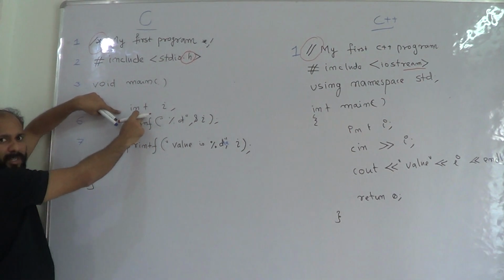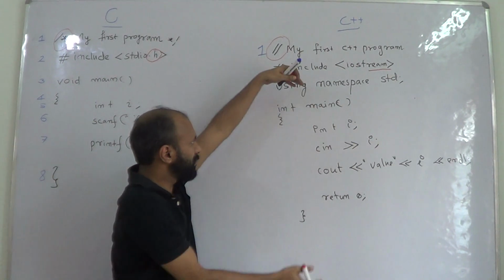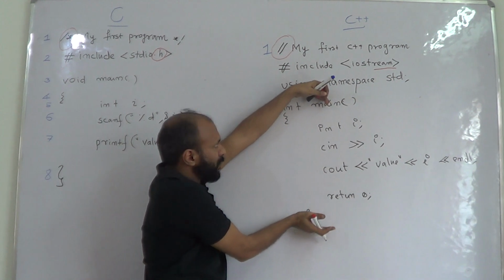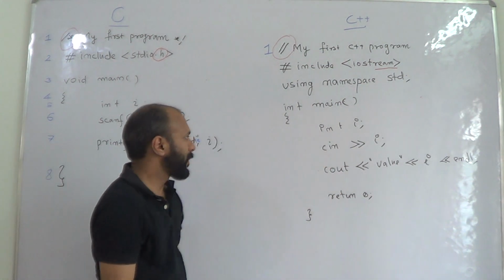Here I am declaring one variable, which is int i. I have the same variable here. Since this variable is inside our main, this variable is getting memory inside the stack memory segment.